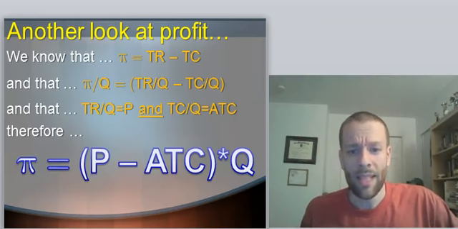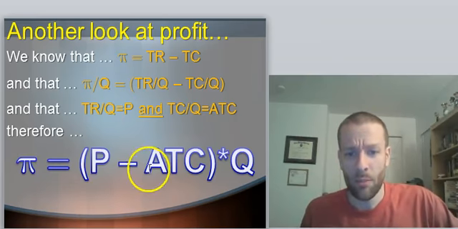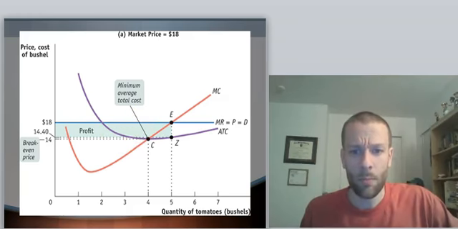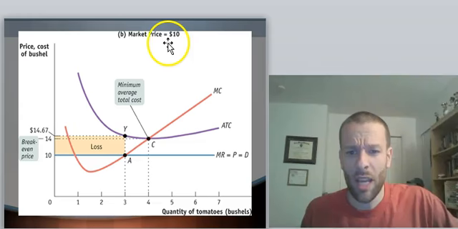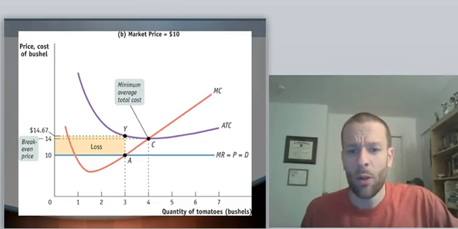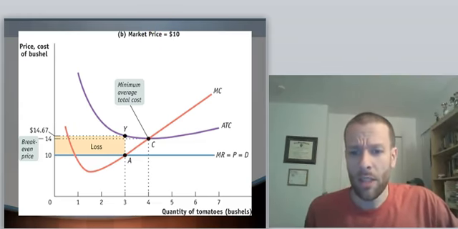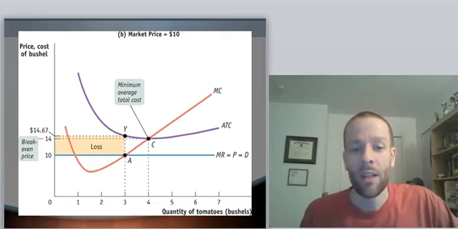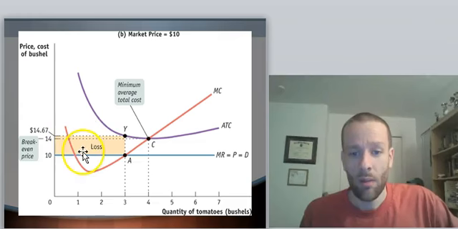So remember, that's the formula we want to look at: the difference in price and average total cost times our quantity. So at a market price of 18, here's our area of profit. But what if the price were lower? What if the market price were $10? Well, now notice we're no longer facing a situation of profit. Now we're losing money.